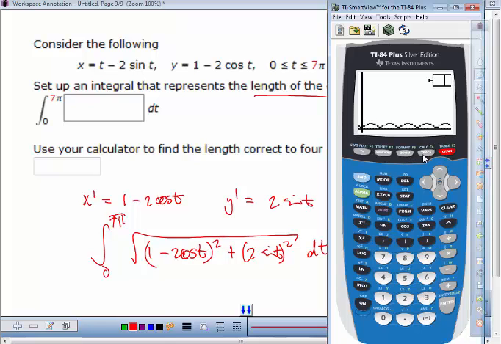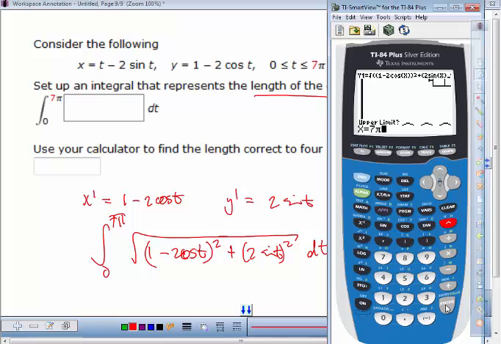What I want to do is go to calc. So second function and trace, the trace button. I have a handful of commands that I can use to calculate things, and the last one over here, number 7, looks like it's an integral. So I'm going to click on 7. Then it asks you for the lower limit. You can use the arrow to trace to the right, but I know my lower limit is 0, so I'm just going to type 0. My upper limit is 7 pi, so I can type 7 and then pi.